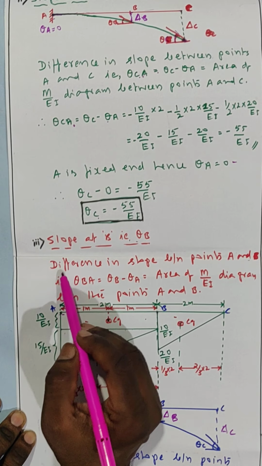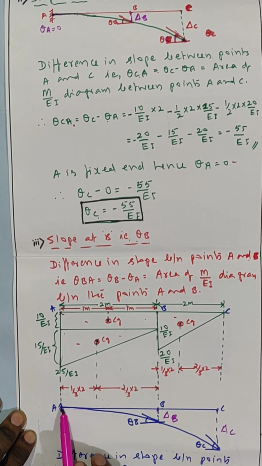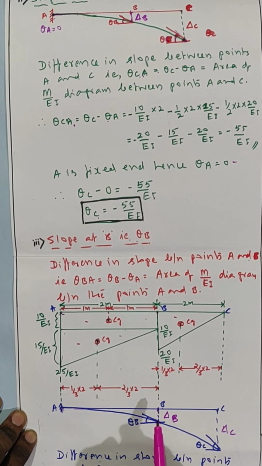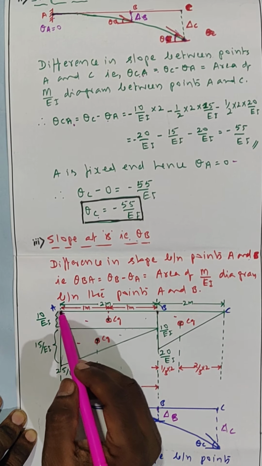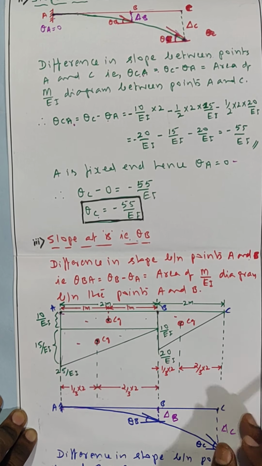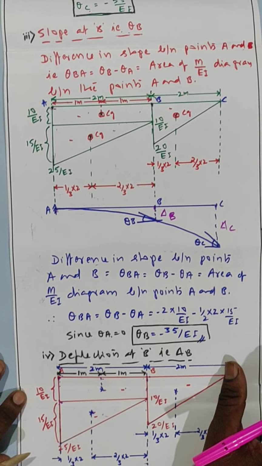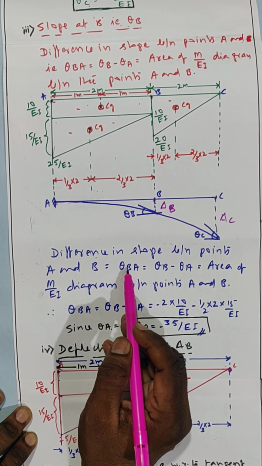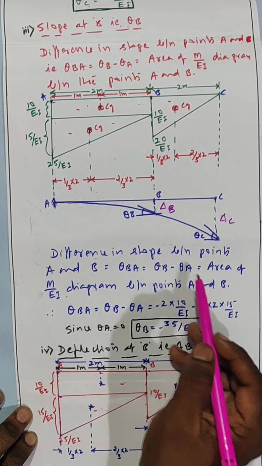that is theta B. Here for the difference in slope, again I am taking the points A and B now, because in the beginning I had taken A and C for calculation of slope at C. Now I am taking points between A and B, therefore difference in slope between points A and B, that is theta BA equal to theta B minus theta A, equals area of M over EI diagram between points A and B.